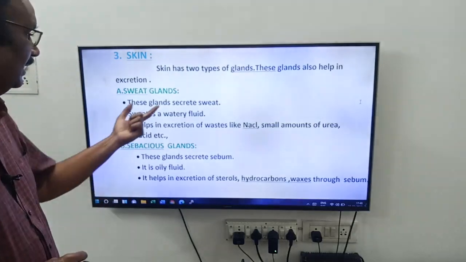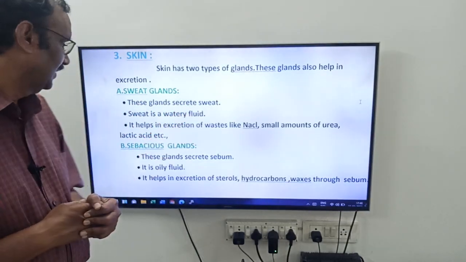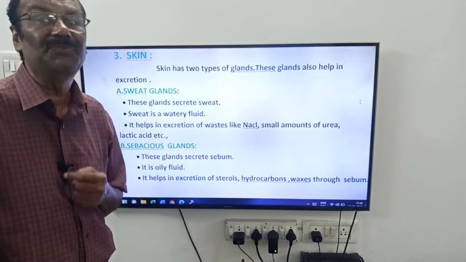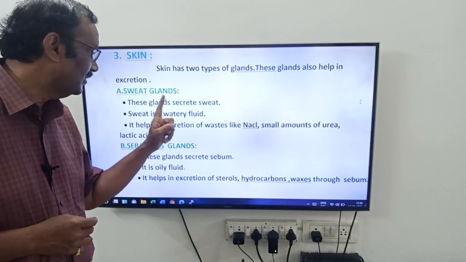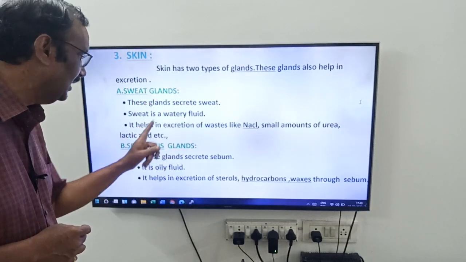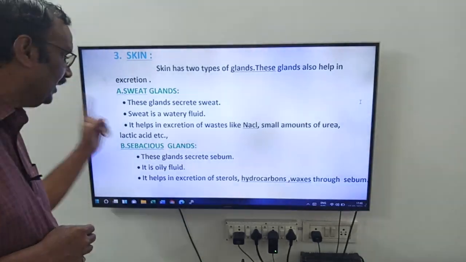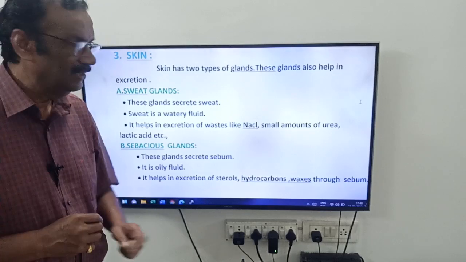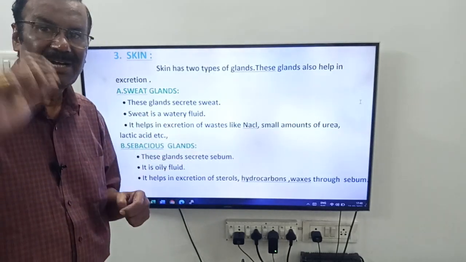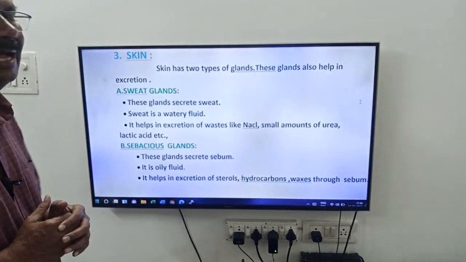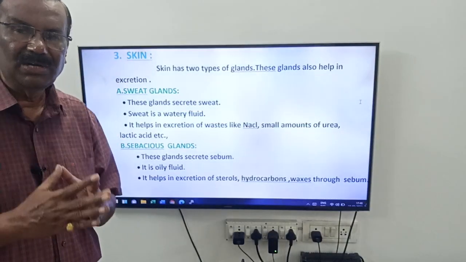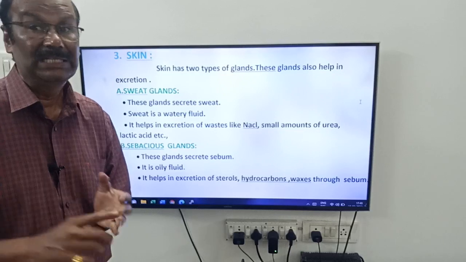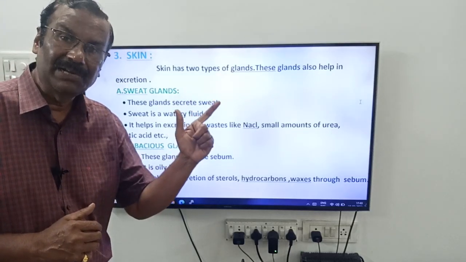Come to sweat glands. These glands secrete sweat. Sweat is a watery fluid. Sebum is an oily fluid. So sweat glands secrete sweat, a watery fluid. This sweat helps in excretion of waste like sodium chloride, small amounts of urea, and lactic acid. The sweat has NaCl, small amounts of urea and lactic acid. That is the role of sweat glands or skin in excretion.